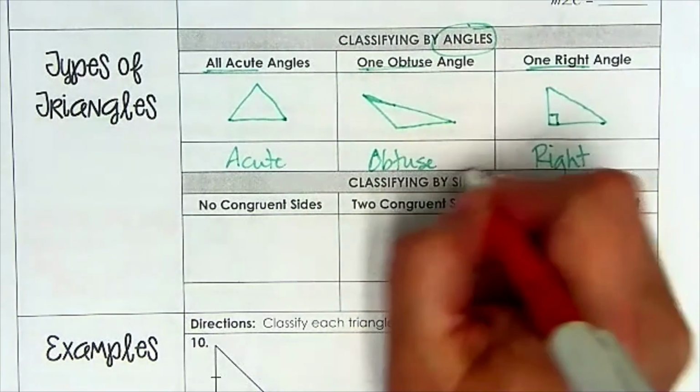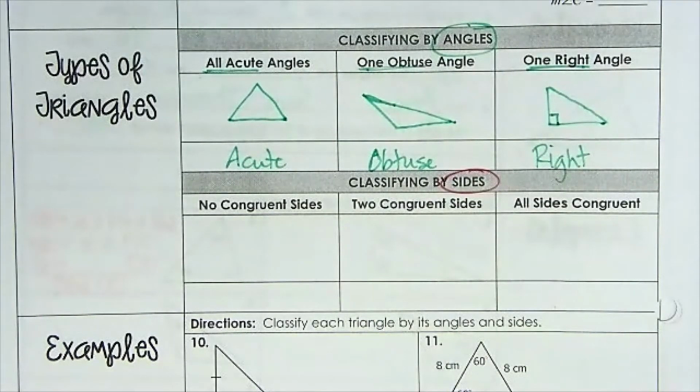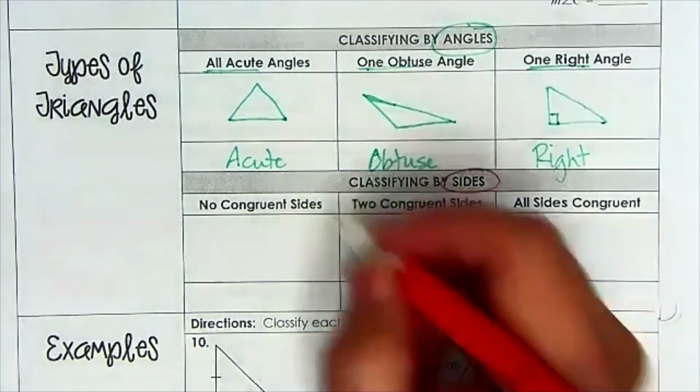Next, we're talking about classifying by the sides. Okay, no congruent sides. That means they're all different.